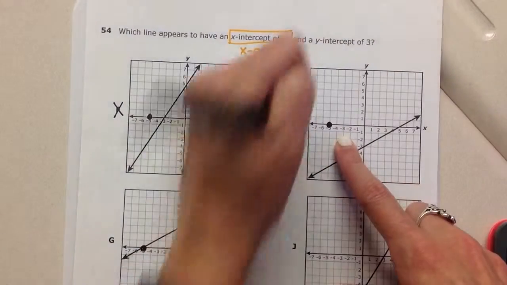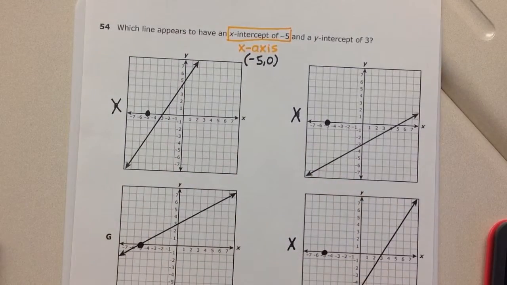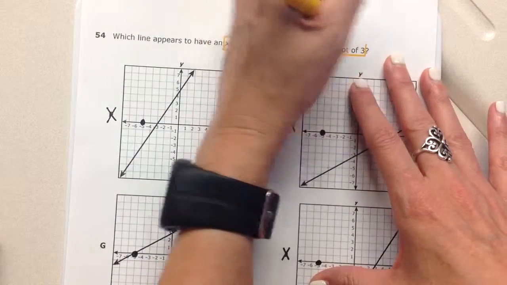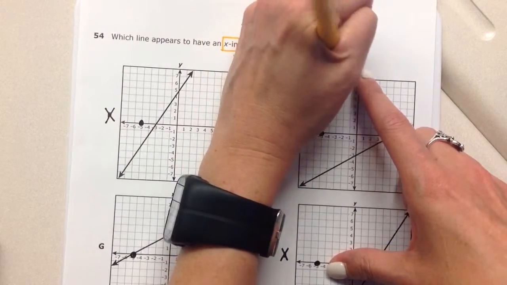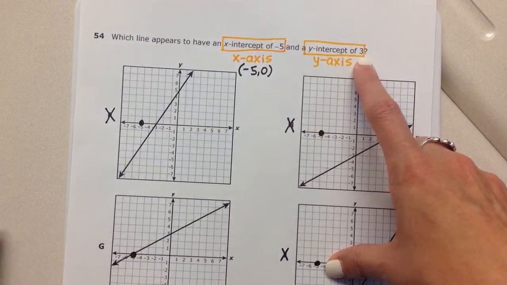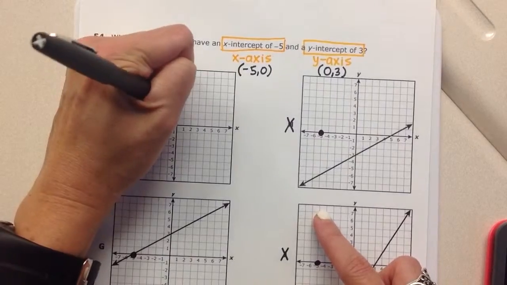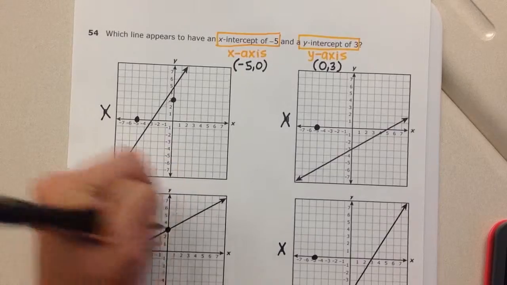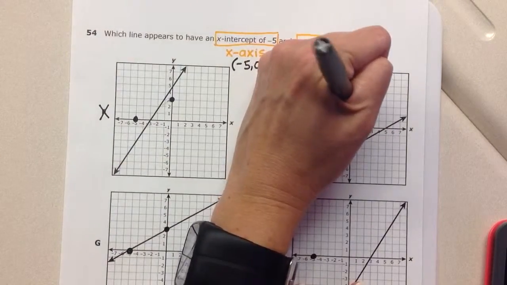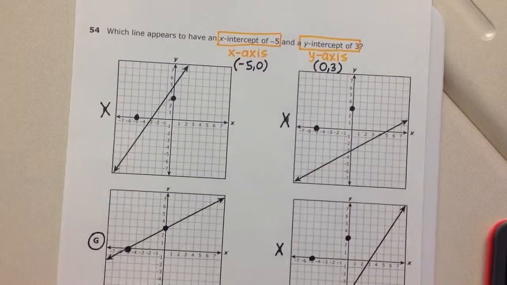Negative 5, 0 would be negative 5 on the x-axis. H does not have it, and J does not have it. So the only one that has what we're looking for is G, but we're going to go ahead and finish this out because on your STAR you may have more than one answer choice left. Again, a y-intercept is going to be on the y-axis, and they're telling you to go to the point 0, 3. I verified that F does not have those y-intercepts or x-intercepts, but G does, and neither does H, and neither does J. So the correct answer is G.